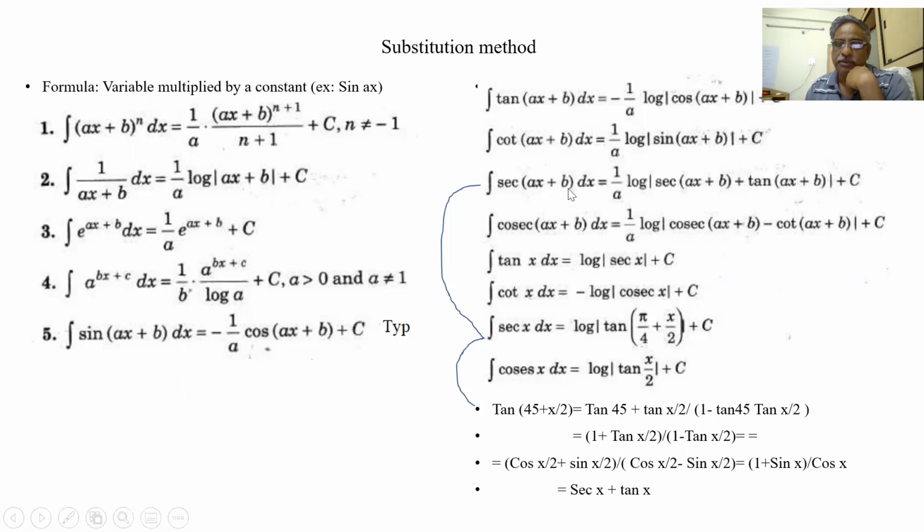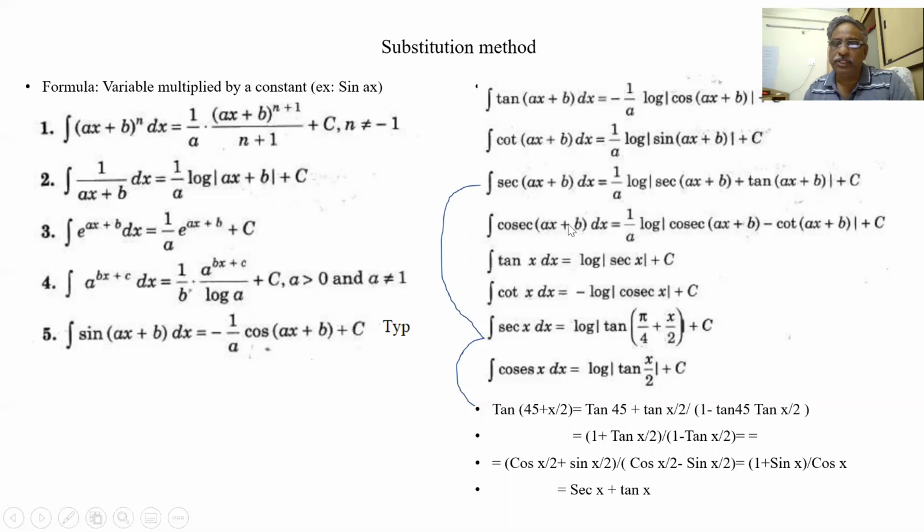Secant ax plus b. We know integral of secant x is log of secant x plus tan x, by a. Integral secant ax plus b. You see, integral secant x can also be written as log of secant x plus tan x, or it can be written as log of tan 45 plus x by 2. Both are the same.